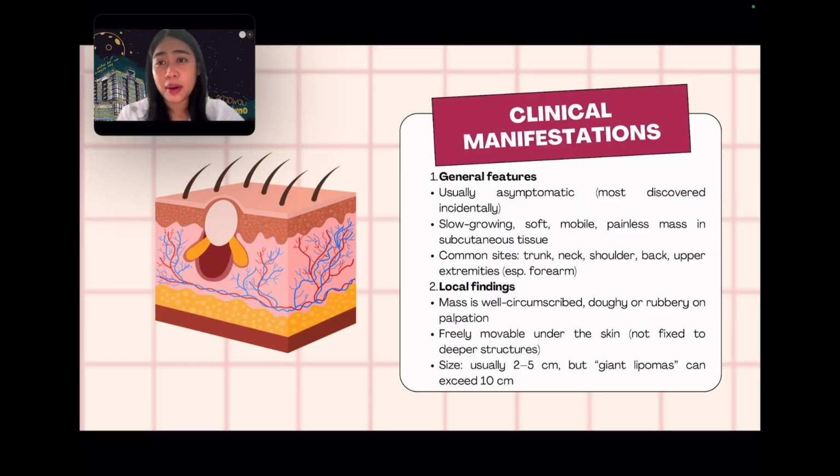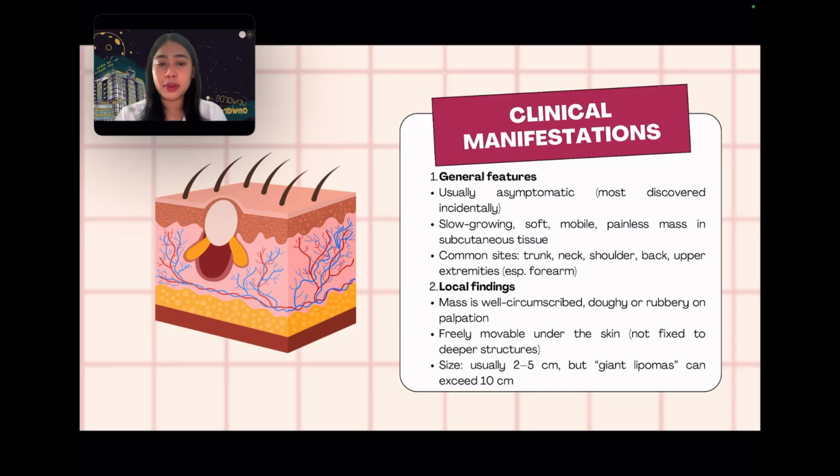And let's also talk about the clinical manifestations. Because lipoma is generally benign, it's usually asymptomatic, and most are discovered incidentally. So it's not because of pain or anything like that, although that could exist as well. Most of them are just randomly discovered. Common sites are the trunk, neck, shoulder, back, and upper extremities, particularly the forearm. And when you palpate the lipoma or the soft tissue tumor, you'd find that it's freely movable under the skin and it's not usually fixed to deeper structures.